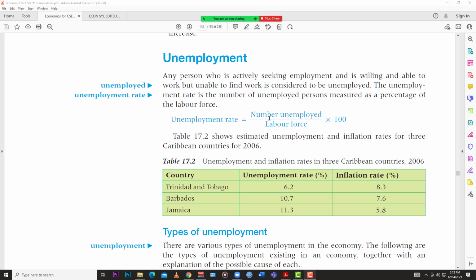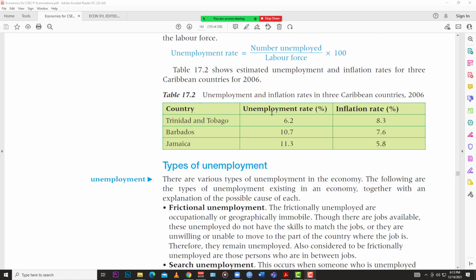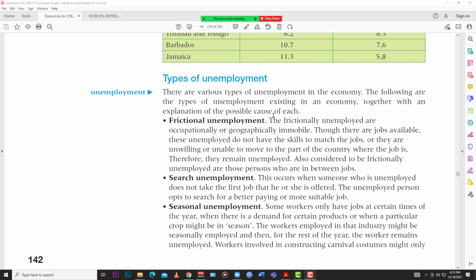Now, there are different types of unemployment out there. Not all unemployment is created equally. There are various types of unemployment in the economy. The following are the types of unemployment existing in an economy, together with an explanation of the possible causes of each. So the first one we have on the docket here is what we call frictional unemployment. Frictional unemployment. What is frictional unemployment?